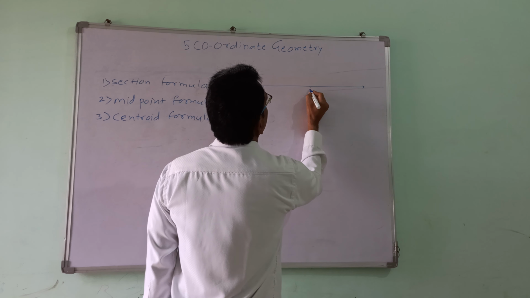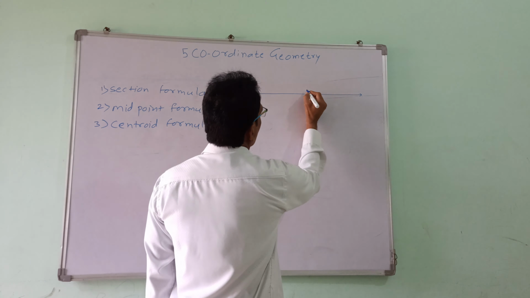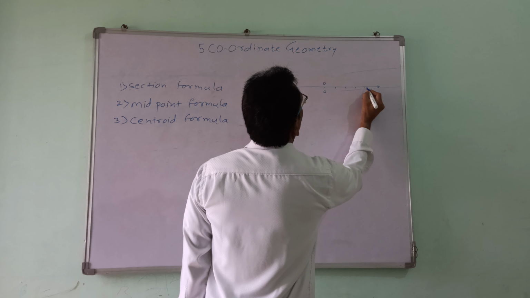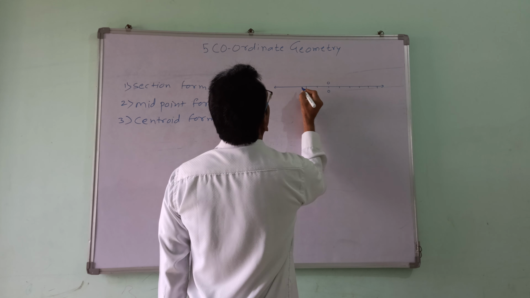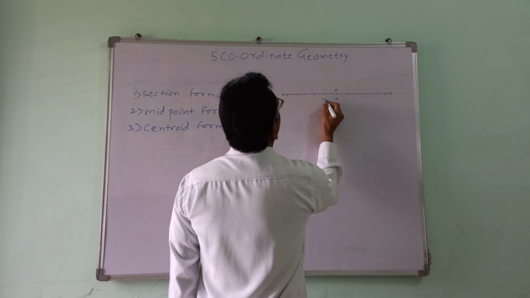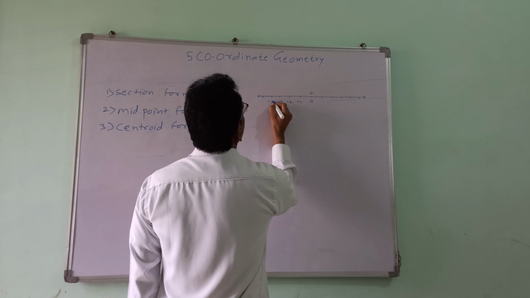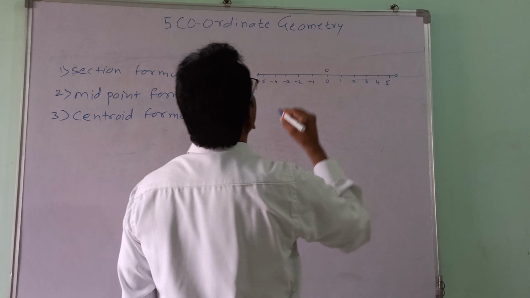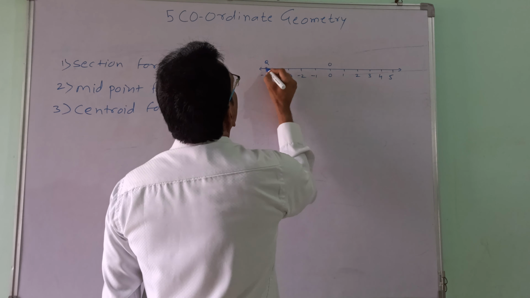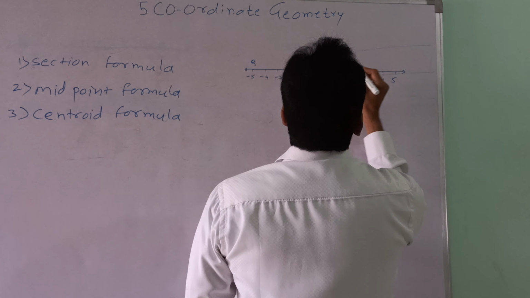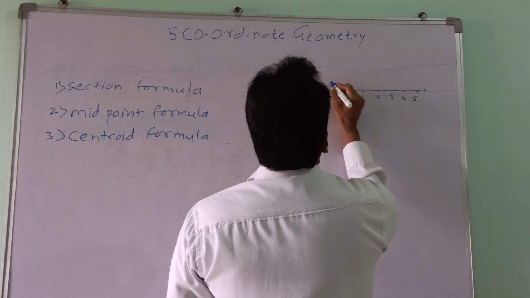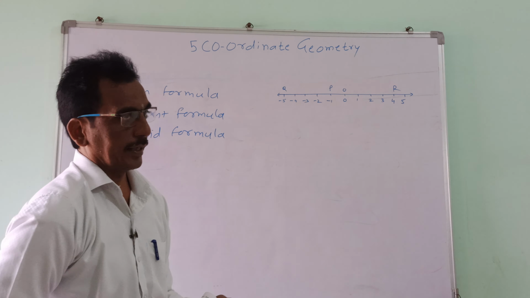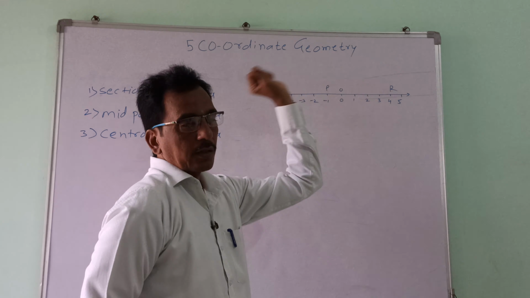This is the number line. This is point O. -1, -2, -3, -4, -5. 1, 2, 3, 4 and 5. Q, O, P, R. These are the points on the number line. You know that. And these are the coordinates of the given points.